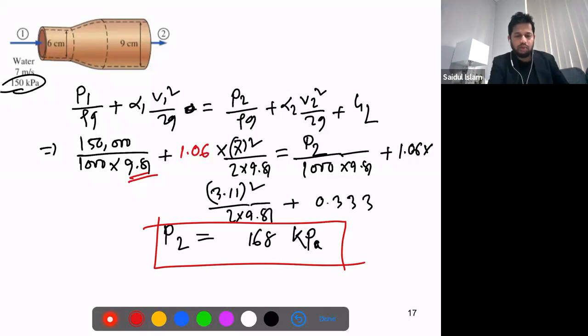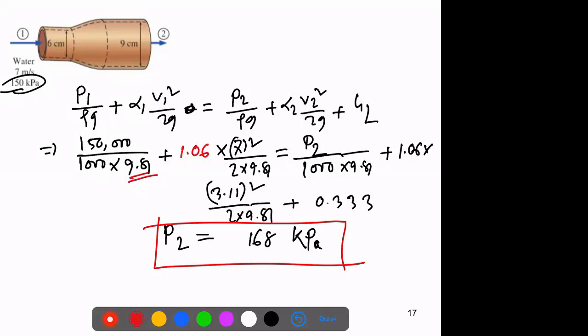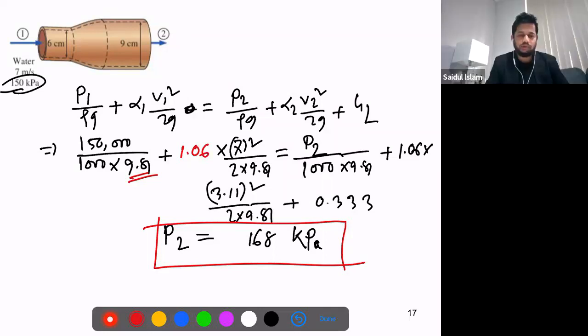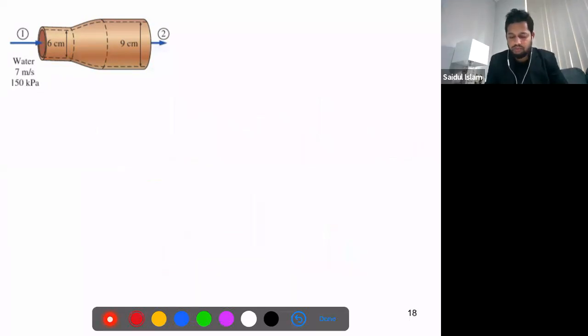Let me check whether we have some question or not. Oh, a question here. Okay, so do you guys have any questions? If you do not have any questions, now I will move to the second part of this lecture, that is more important: the flow arrangements.